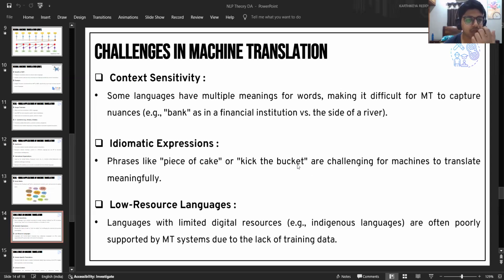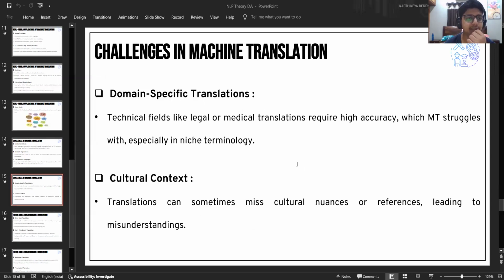So another challenge is domain specific translations. Fields like law or medicine require high accuracy, which machine translation may struggle with, particularly for niche technology or terminology. Cultural context. Sometimes translations miss cultural references, which can lead to misunderstandings.